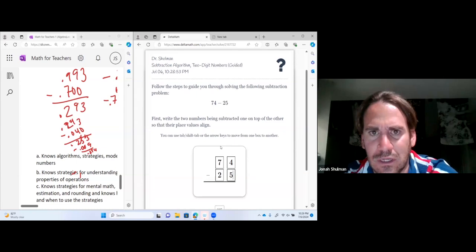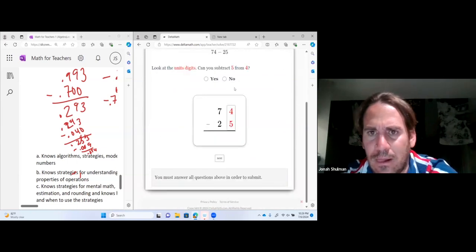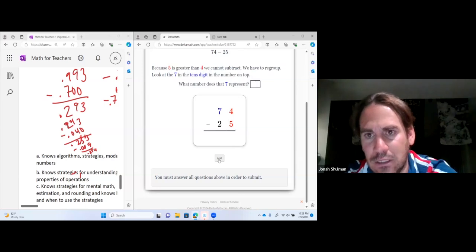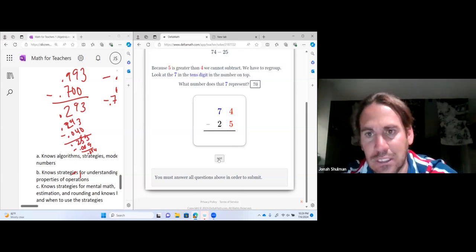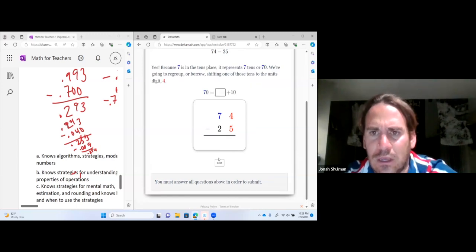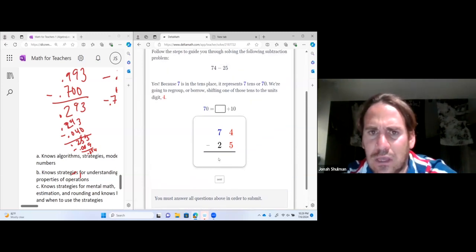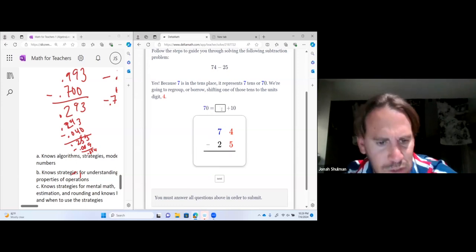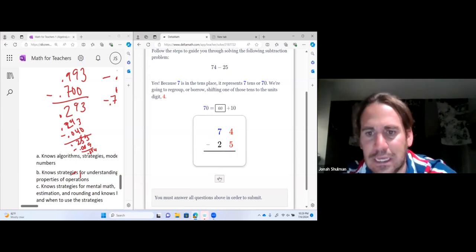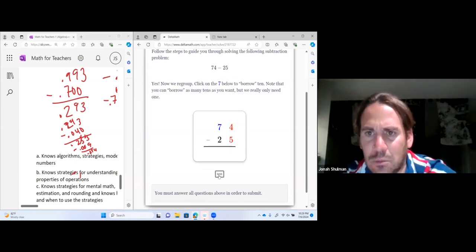So this was the algorithm way. Can you subtract 5 from 4? No, we can't, sadly. So what number does 7 represent? 7 represents 70. I agree with you. Okay, so 70, we're going to regroup by shifting one of the digits. So 70 is really 60 plus 10. Nice. So we're borrowing here. We can borrow as many tens as we want, but we only need one. I agree.